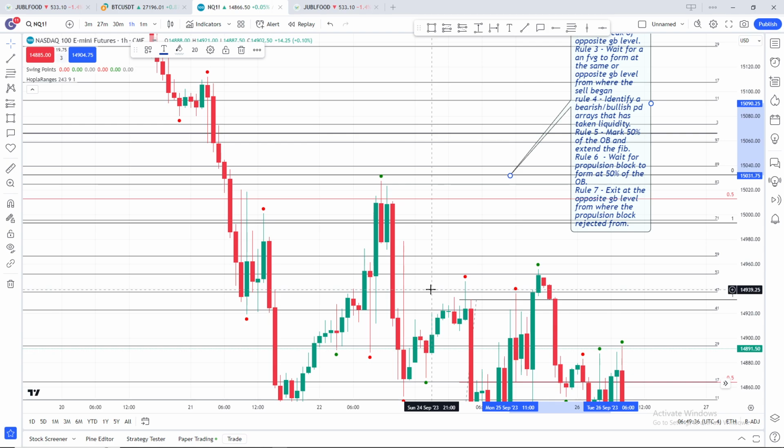Now, why did I find this model? Because it gives me precise entries. I know I'm waiting for a propulsion block, so I know that is where the expansion happens. And I also know 50% is pretty sensitive of the order block, so I'm going to wait till the 50% is hit, and then I'm going to enter the trade.